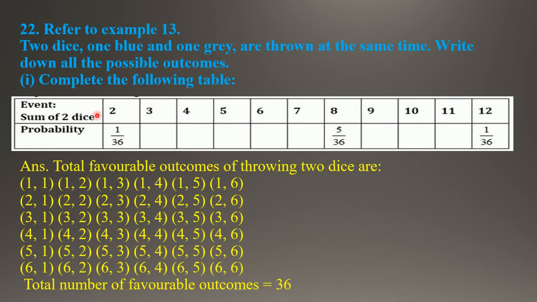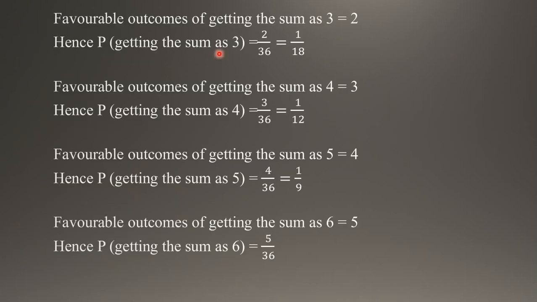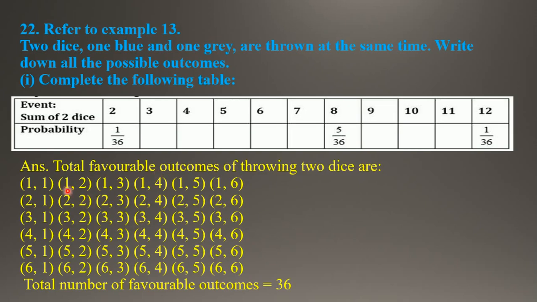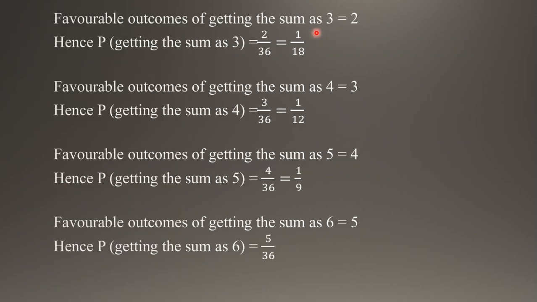2 is already given. We have to find the probability of getting a sum of 3. Favorable outcomes for getting 3 are (1, 2) and (2, 1). Only 2 possibilities, so 2 upon 36.